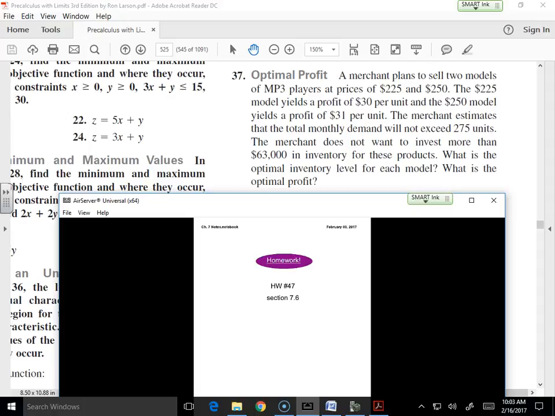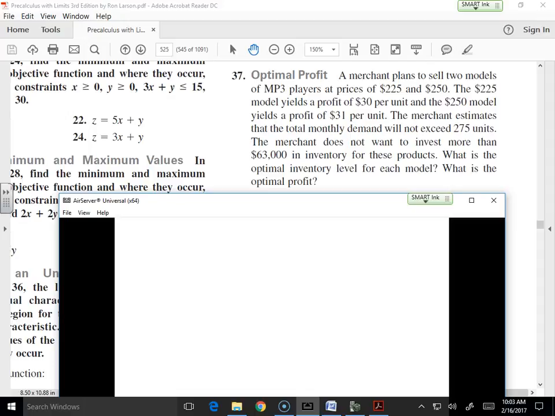What's our objective? A merchant plans to sell 2 models of MP3 players at prices up. Got it and got it. Whew, those are expensive MP3 players. Maybe this is an old problem. The 225 model yields a profit of... The 250 model yields a profit of only 30 and 31.